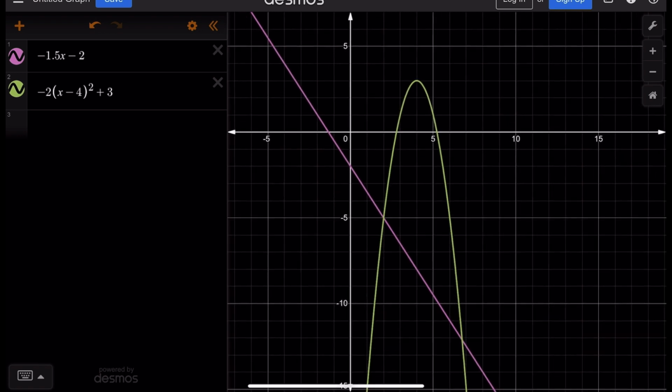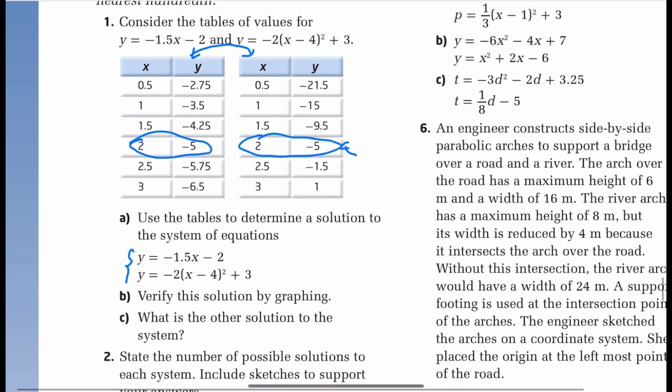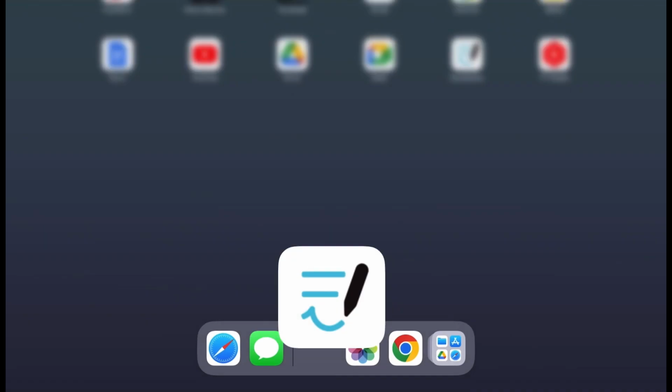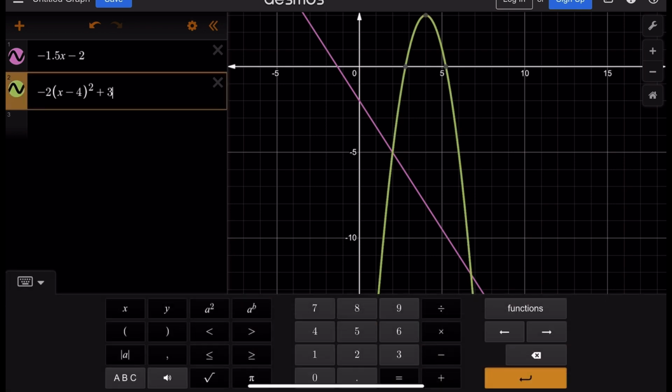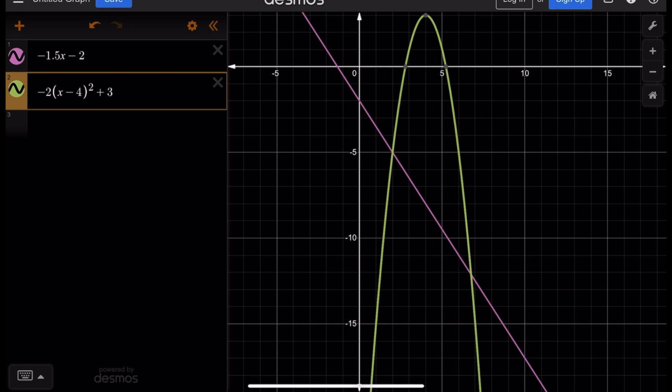So we graph both of them. What is the question again? Verify the solution. So we need to check if this is actually a solution or not. Going back to our graph, yes, absolutely, you can see that we have this point here, which is the intersection between two graphs, which is 2, minus 5. x is 2 and y is minus 5.